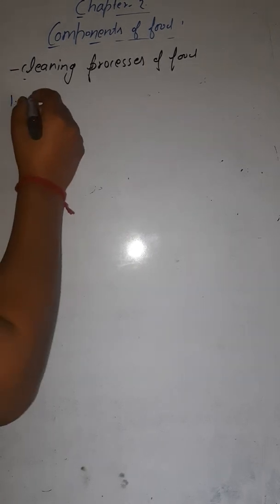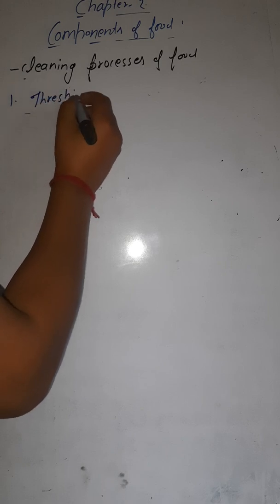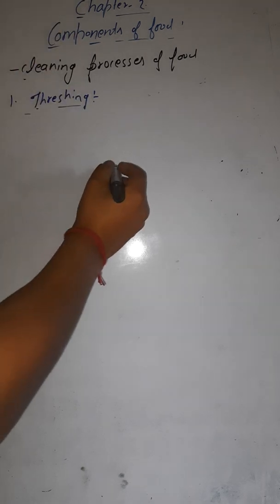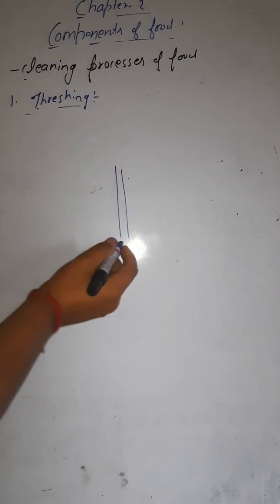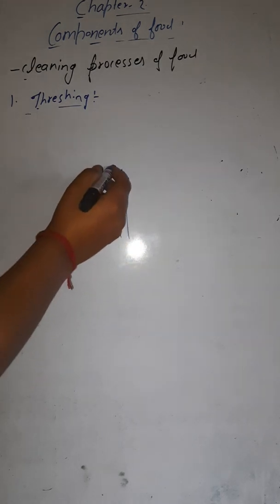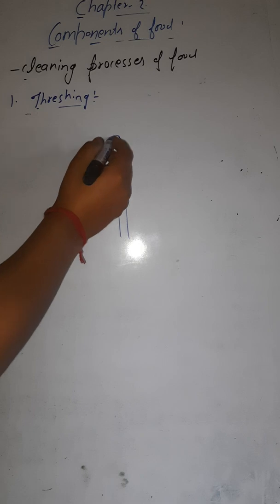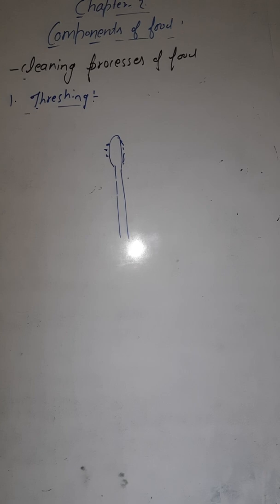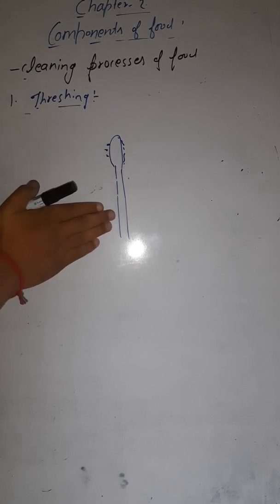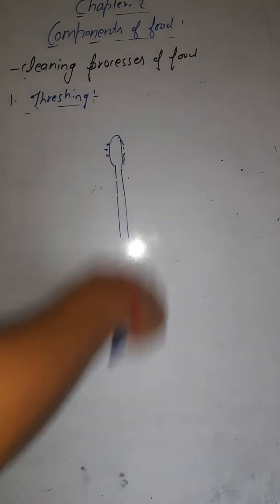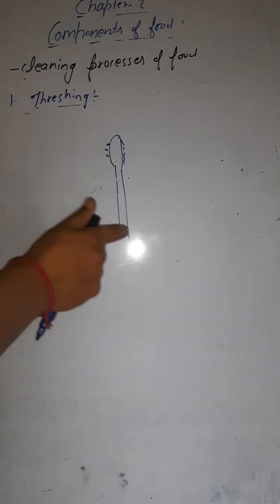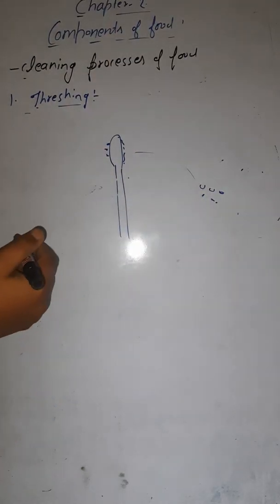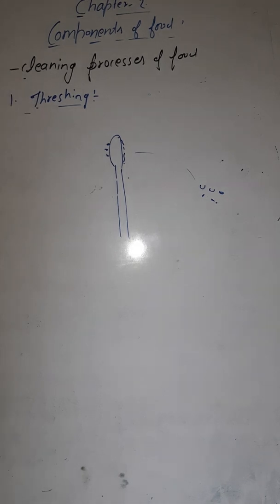First one is threshing. What is threshing? Under this process we take a long stack of the grain. Let's say this is the stack of the wheat, and you can see the grains of wheat are here. How will you get these grains of wheat? When we thresh this long stack of wheat on the ground like this, then these grains are separated. This process is called the threshing process.